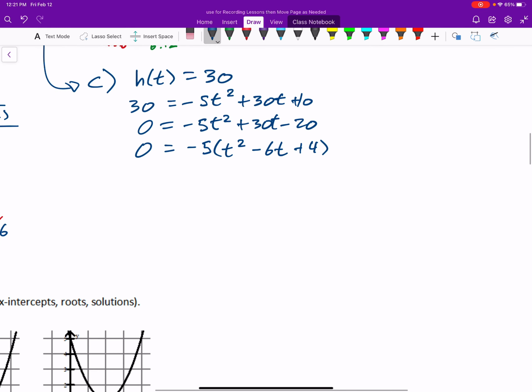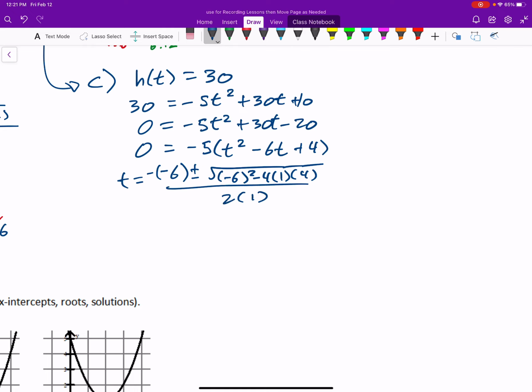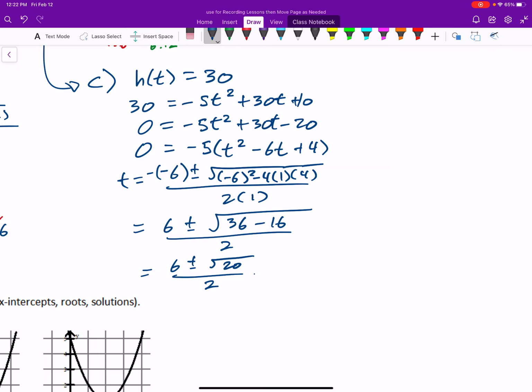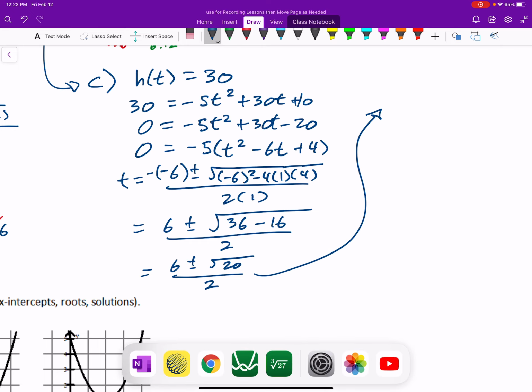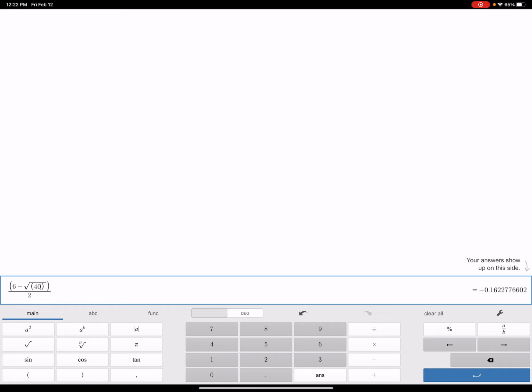So I have to resort to the quadratic formula. So negative 6 plus or minus the square root of negative 6 squared minus 4 times a times c, divided by 2 times a. If you do the quadratic formula a few times, you start to get pretty fast at it. So there's my numbers. I get 6 plus or minus the square root of 20 over 2. And again, that's something I'm going to have to just go to my calculator for. But I've already got actually most of it there.